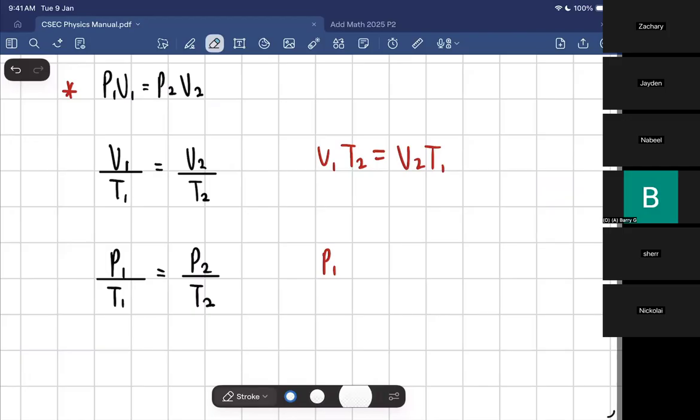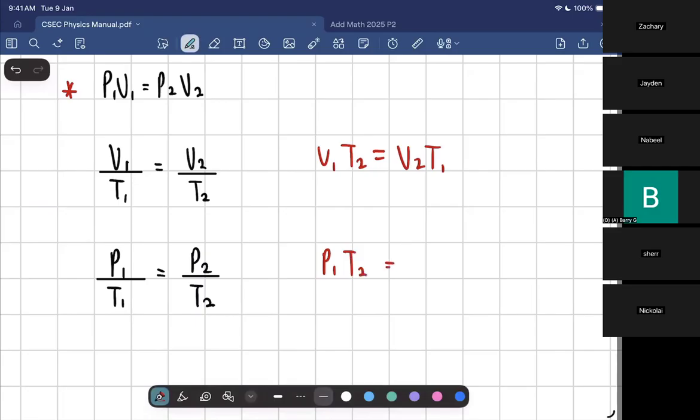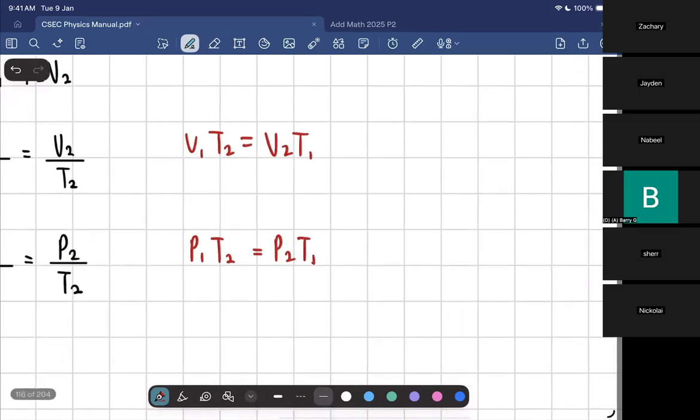Okay, Drew. Let's try cross multiplying this. If I cross multiply that, I'm going to get P1 by T2 is equal to what? P2 by T1. Great. Now, I want you to notice that in both of these cases, we have T2 and T1. So what would happen if I made T2 the subject of the formula here?